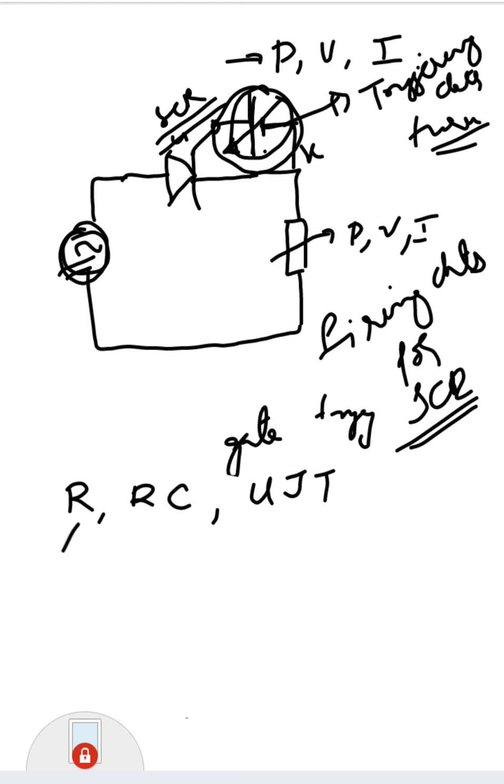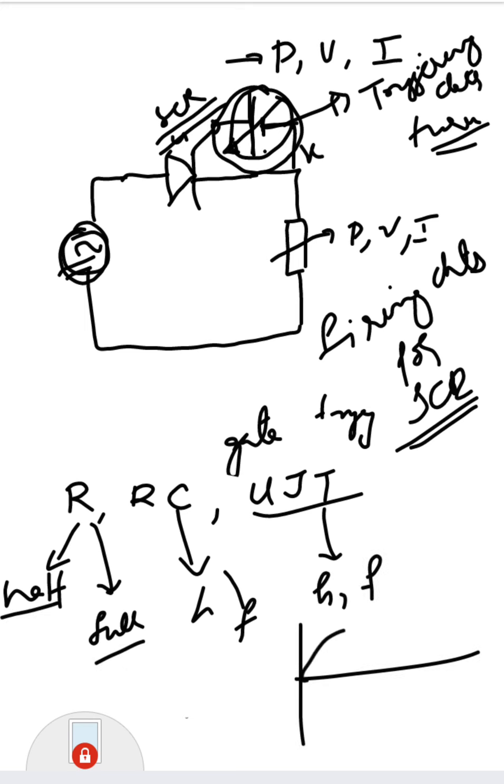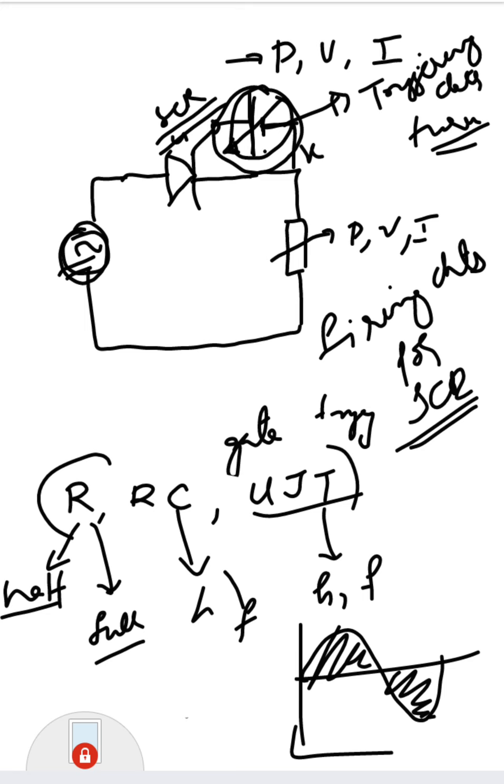In R also you can control both half wave or full wave. In RC also you can control half wave and full wave. UJT also you can control half wave and full wave. The meaning of this half wave and full wave is that the input supply is a full cycle. You can control either this half, or this half, or both, or you can control the entire duration. That's the meaning. So in this video we will be learning what are the different types of firing circuits, and particularly I will be taking this R triggering circuit.